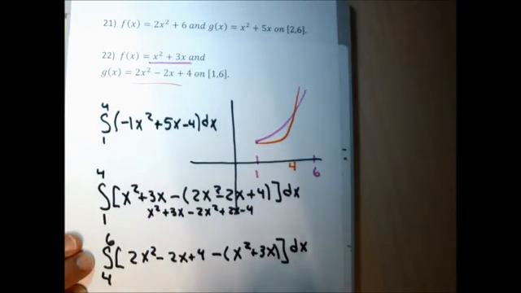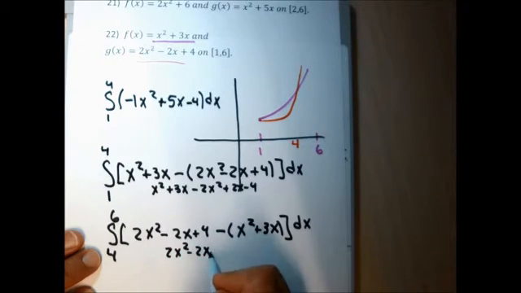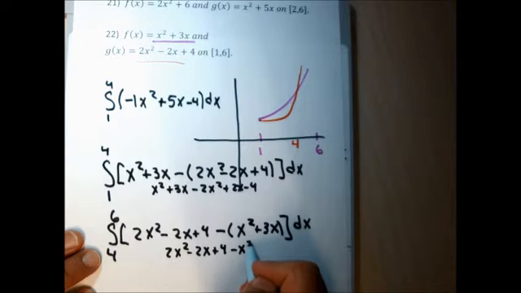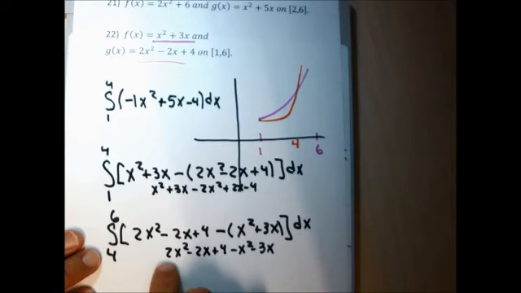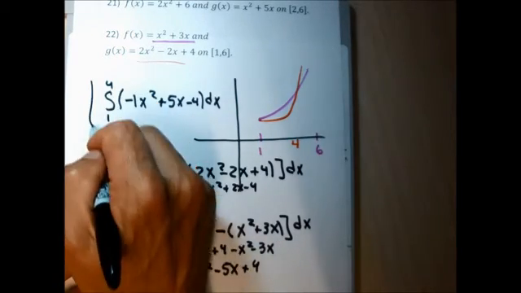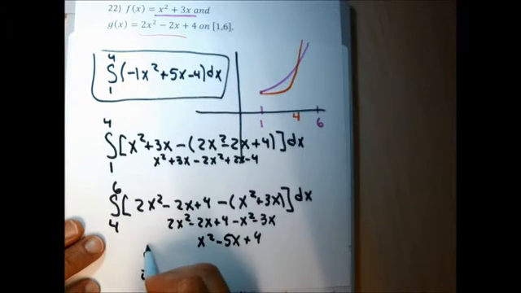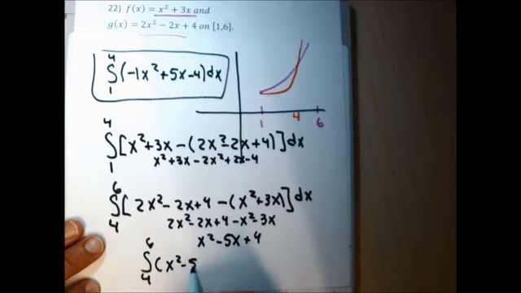And let me clean this one up as well now. This is going to be 2x squared minus 2x plus 4 minus x squared minus 3x. 2x squared minus 1x squared is 1x squared. Minus 2x minus 3x is minus 5x. And the plus 4 is just a plus 4. So one function I'm going to integrate is that. The second function I'm going to integrate is the integral from 4 to 6 of x squared minus 5x plus 4 dx.